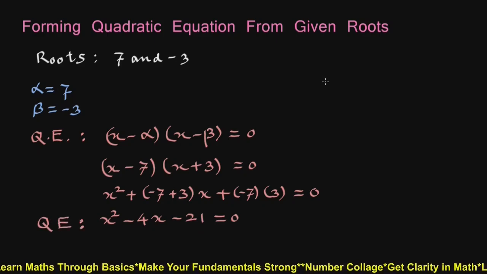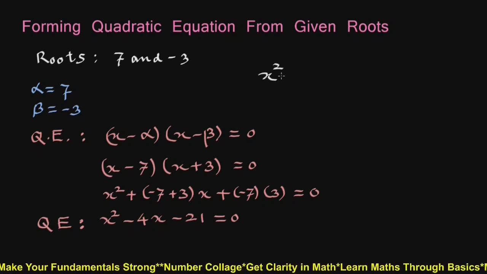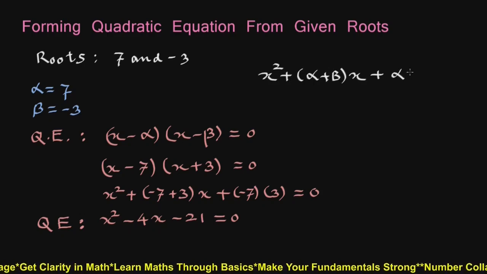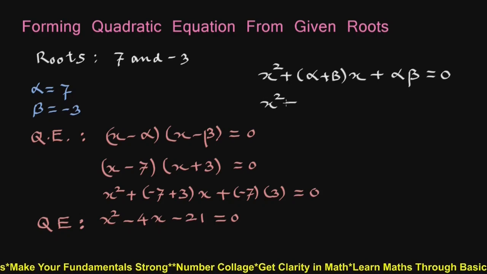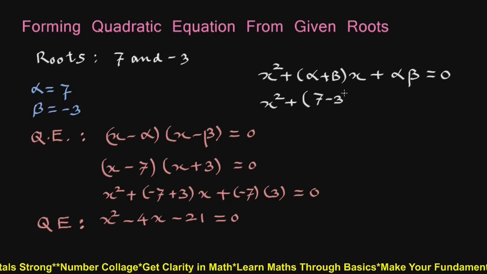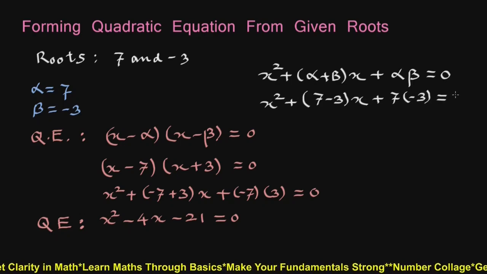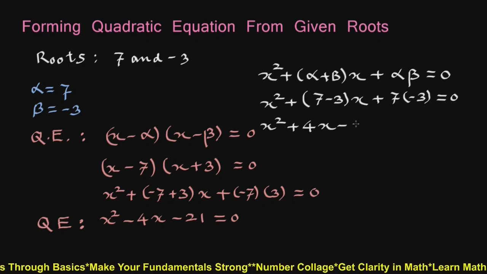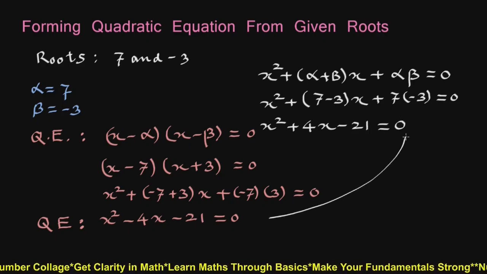For directly forming the quadratic equation, we write x² − (alpha + beta)x + alpha beta = 0, which is x² − (7 − 3)x + 7(−3) = 0, which is x² − 4x − 21 = 0. Same as this.